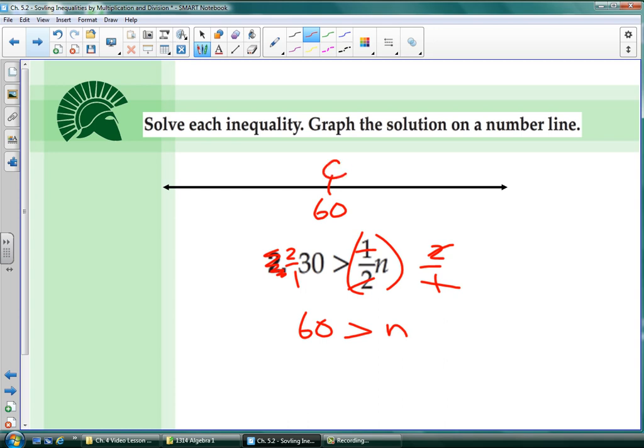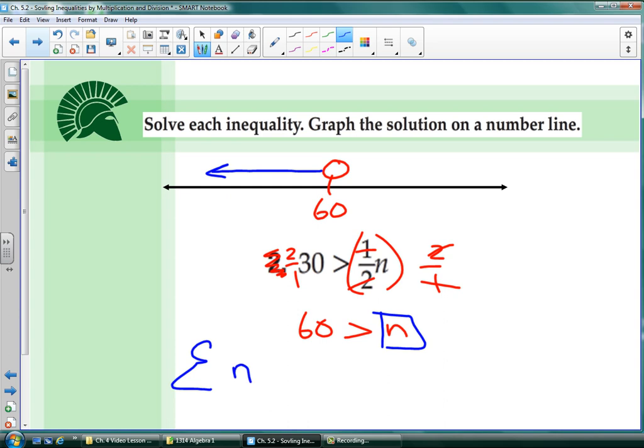We're going to put an open circle. N, the numbers that we're talking about for n right here, are less than 60, because 60 is greater than n. If you read from right to left, n is less than 60. So what we're going to do is draw an arrow to the left, okay? Because we're talking about numbers that are smaller than 60, because n represents all the numbers smaller than 60.